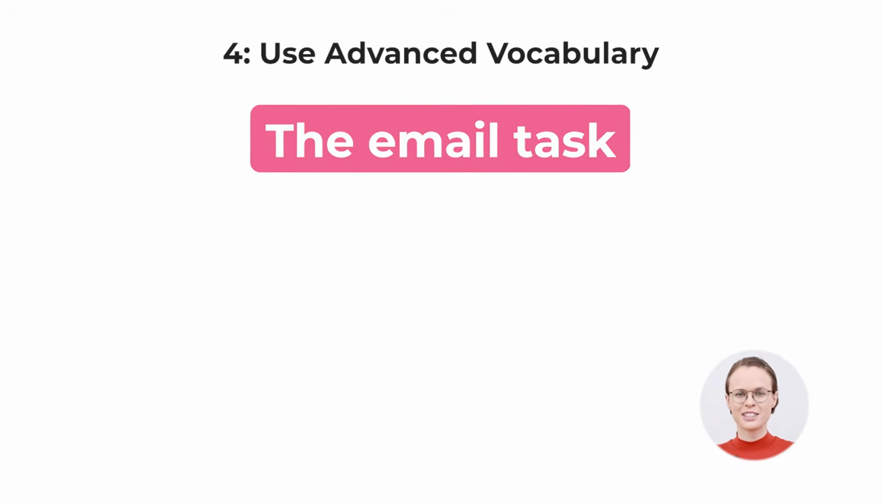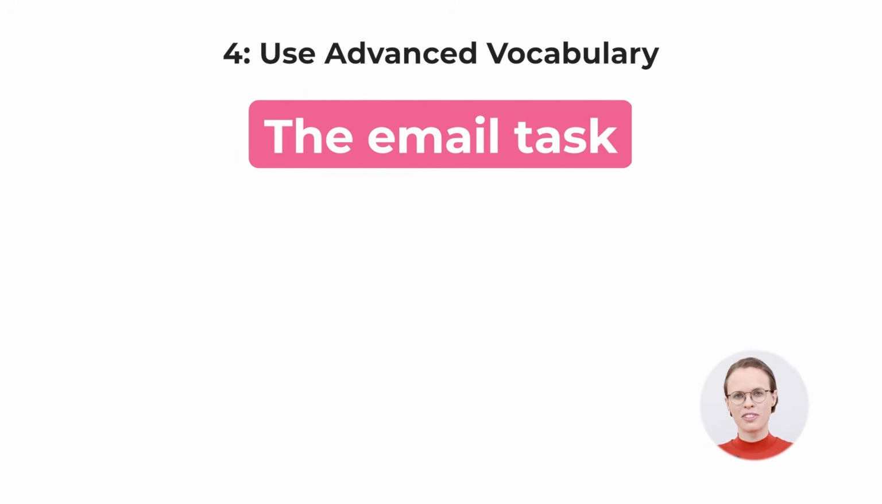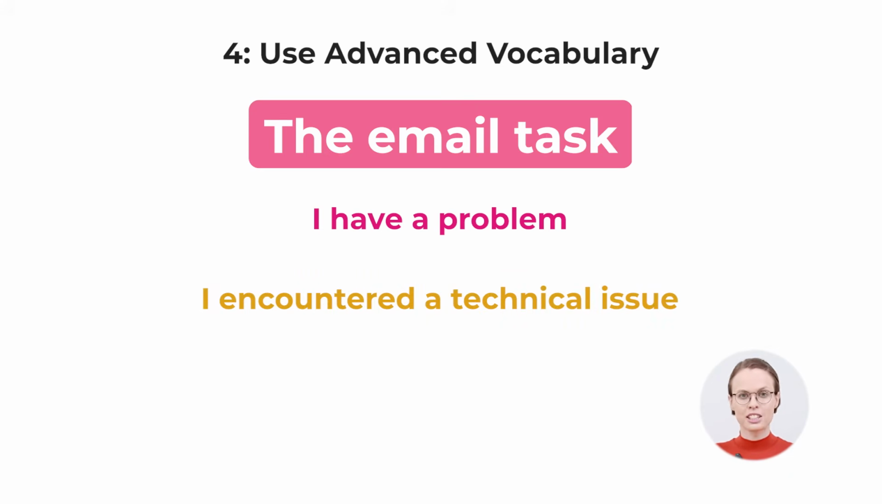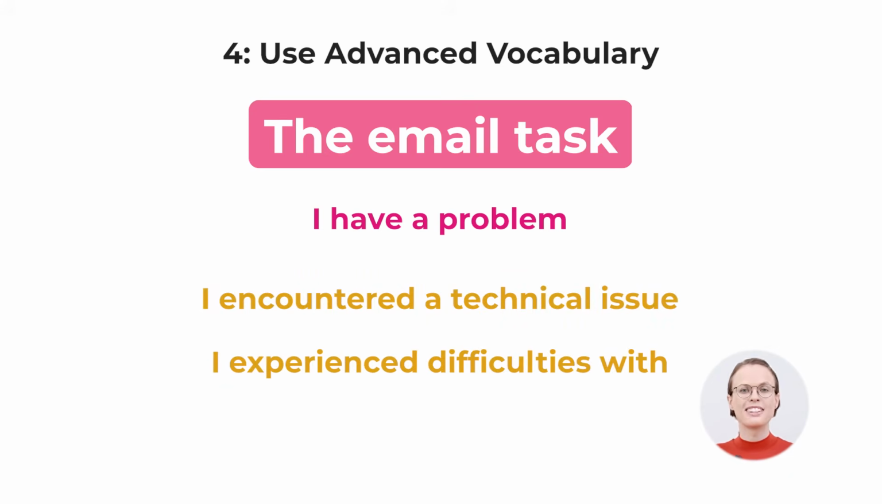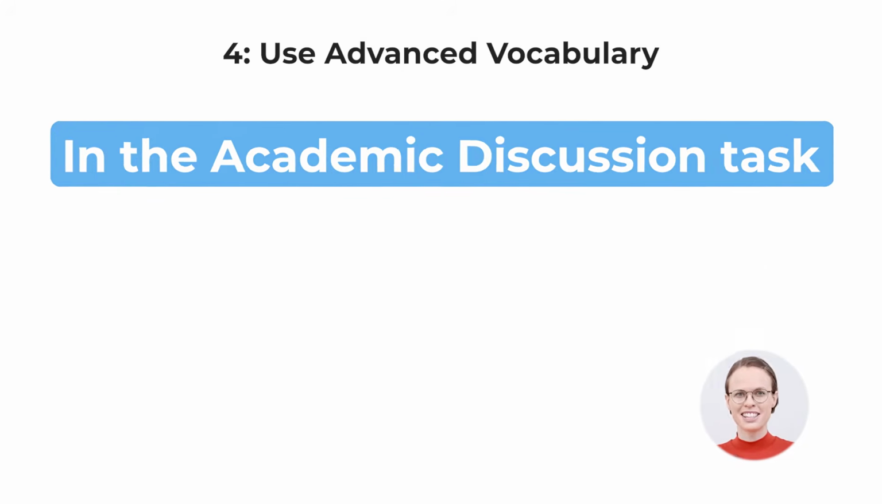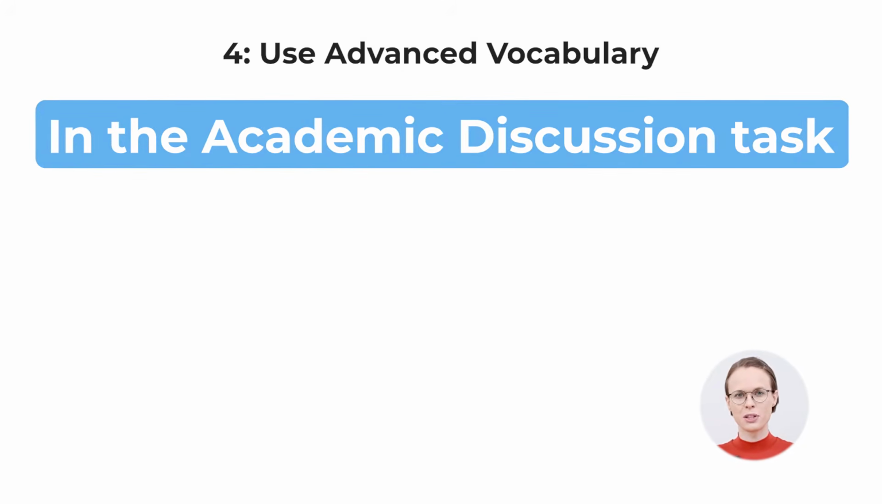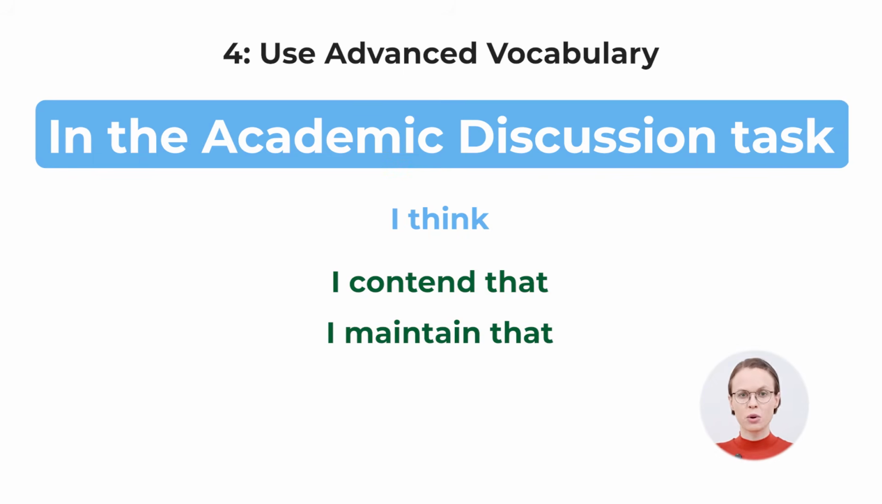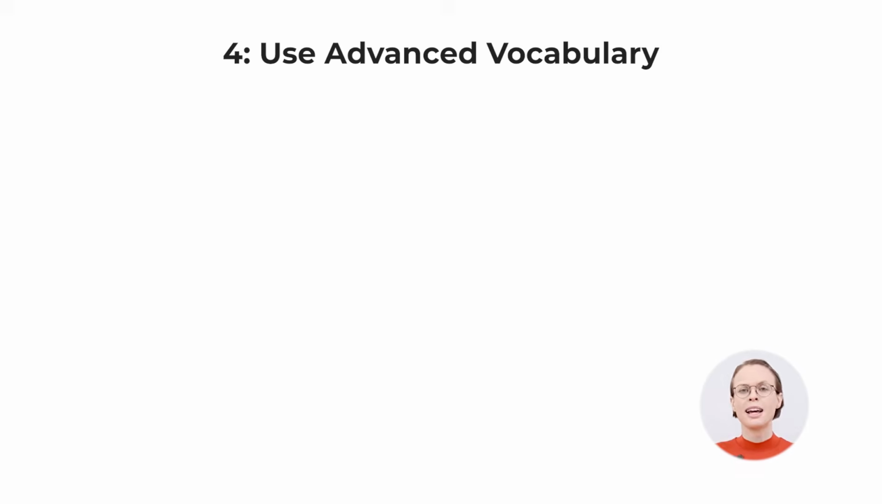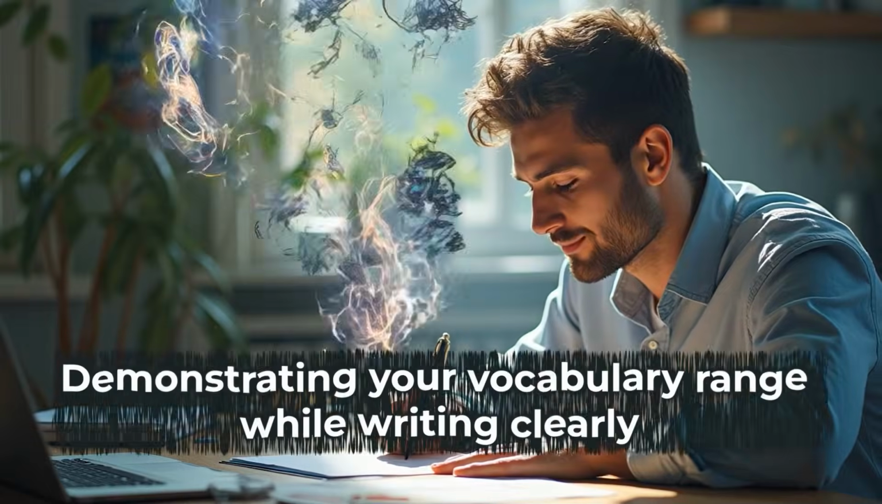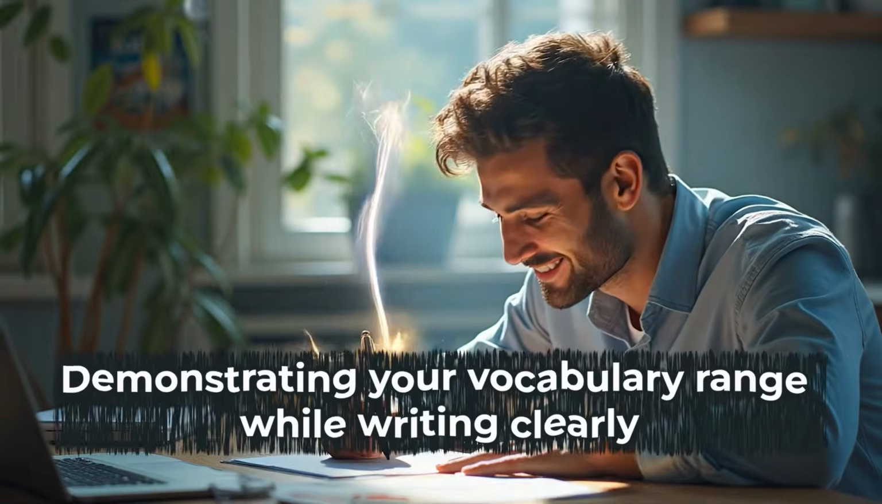In the email task, replace simple phrases with more professional language. For instance, instead of I have a problem, write I encountered a technical issue or I experienced difficulties with. In the academic discussion task, use academic vocabulary appropriately. Instead of I think, try I contend that, I maintain that, or from my perspective. However, don't force complex words unnaturally. The key is demonstrating your vocabulary range while writing clearly.